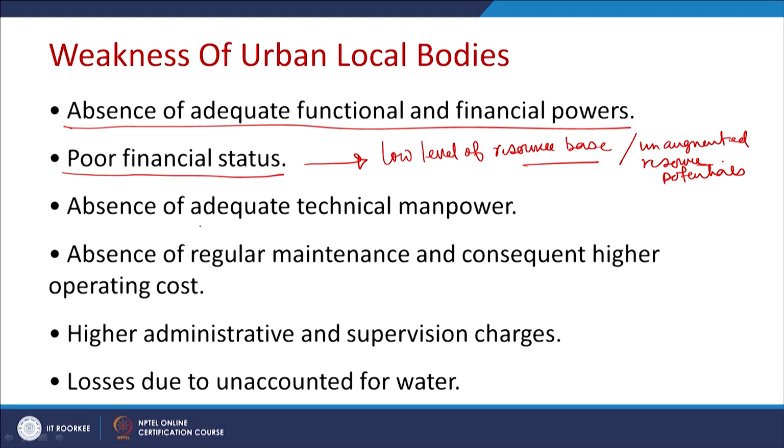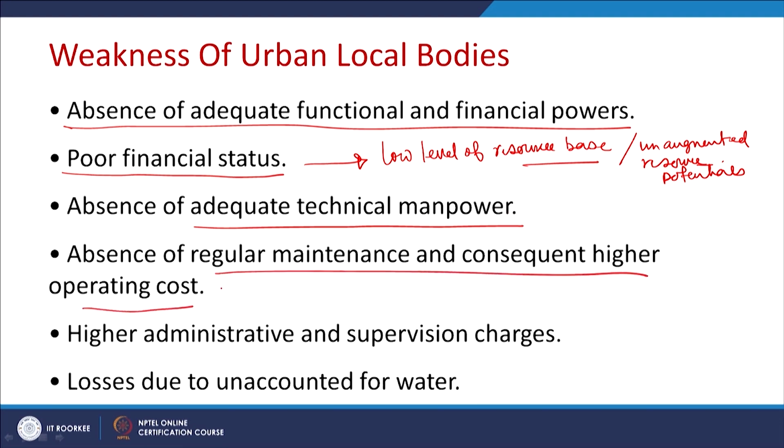Then absence of adequate technical manpower. The technical manpower dedicated to financing and resource mobilization is very few in the municipality or the corporations. Absence of regular maintenance and consequent higher operating cost, this is all about the infrastructure.